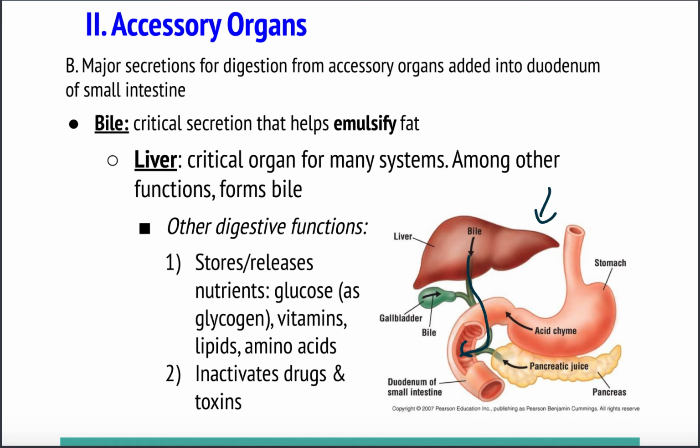It plays roles in other places, like your immune system to a degree, and in particular, your cardiovascular system has the liver play a role in there. But we're just going to focus on the digestive system. But the biggest thing it does is produce bile.